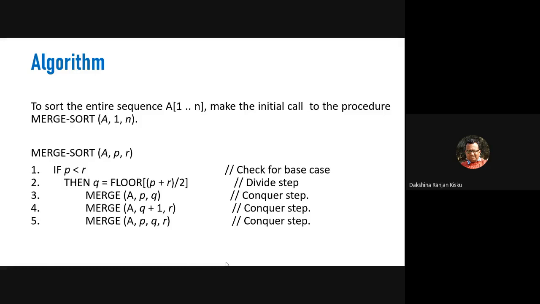So here merge sort will be performed on the array A with the first element p and last element r. First we will check whether p is less than r, that means the first element is less than the last element. If it is so, then we will find the halfway element by applying the floor function over the summation (p plus r) divided by 2.